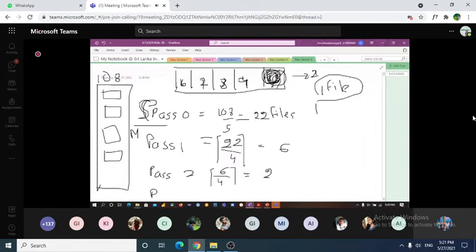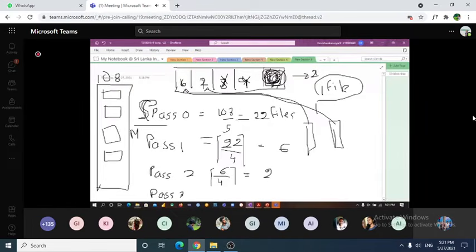Finally, in the last pass, what happens is I have only 2 files, but I have 4 frames. I have 5 frames here now. So this file will sit here, this file will sit here. This is extra, and this I need to put the output.